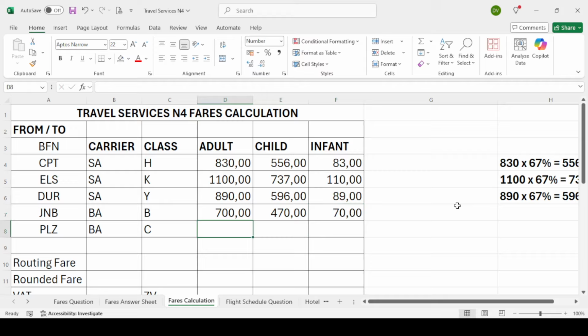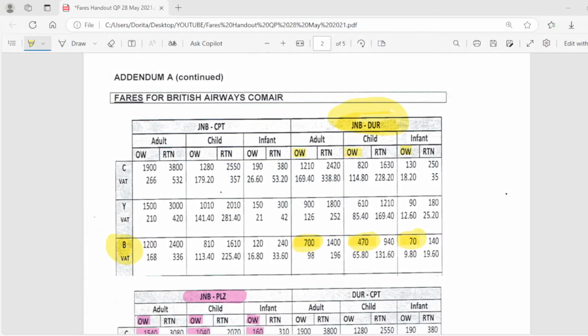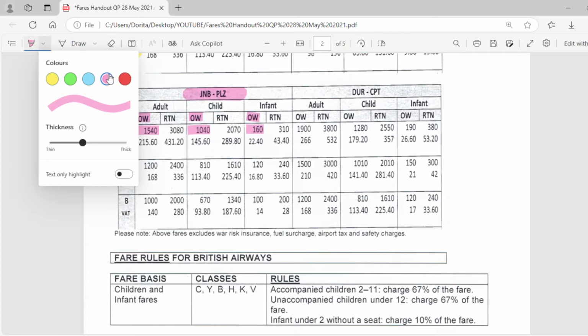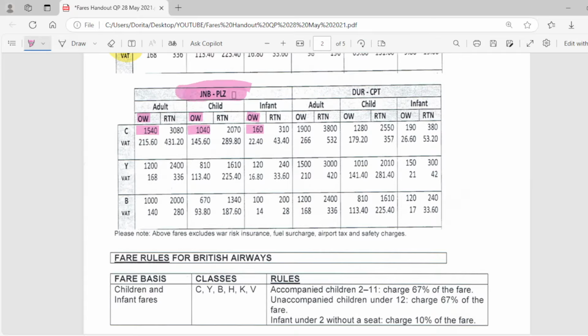The last flight is from Joburg to Port Elizabeth. This is also on British Airways, Class C. We have to go and find that flight on our fares. And we do have this route, Joburg to Port Elizabeth. There we go. The class of travel that we want is Class C. Your fare for your adult will be 1,540. For the child, it will be 1,040. And for the infant, it will be 160 Rand.